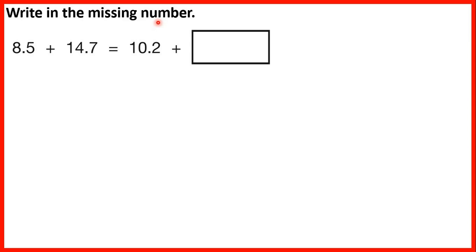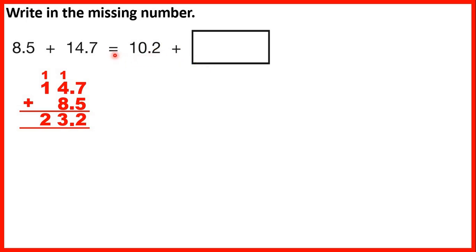Write in the missing number. We have 8.5 plus 14.7 equals 10.2 plus something. So we know that with the equal sign, we need to have the same value on both sides. So what we can do is work out 8.5 plus 14.7, and when we use column addition, we get 23.2. So if this side of the equal sign totals 23.2, this side needs to total the same.